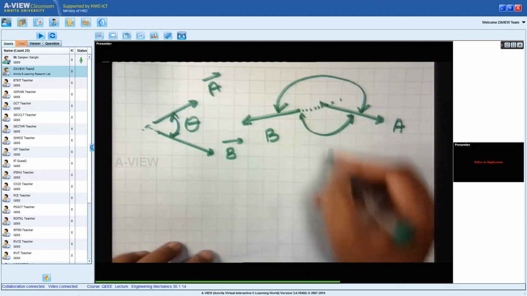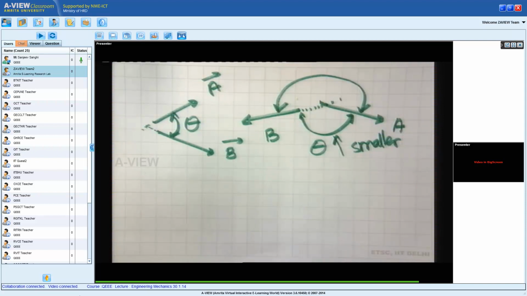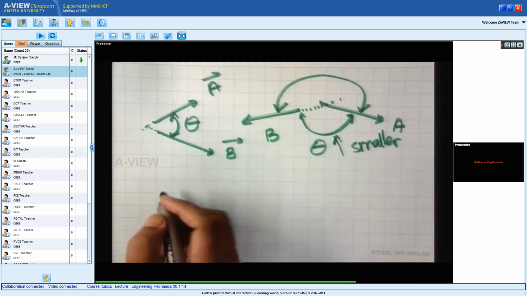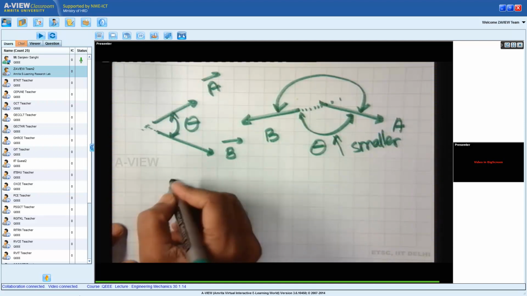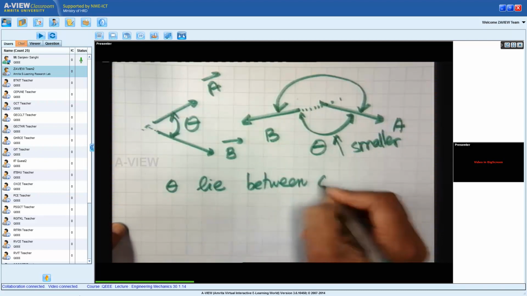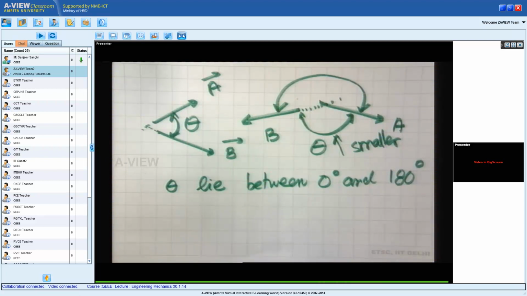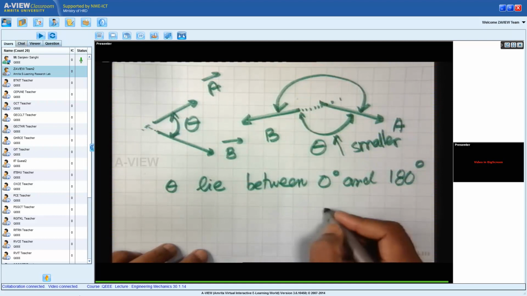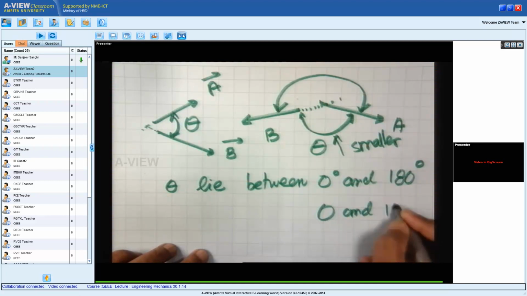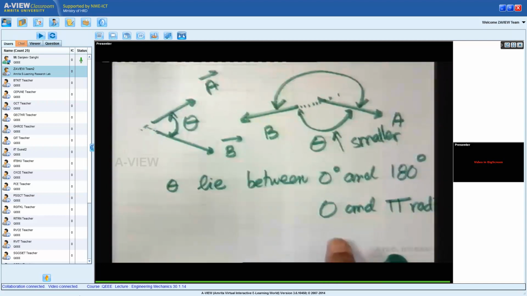And which one will I choose? I will choose the smaller of the angles, and so this angle is theta. And from these two examples, if you do these general things, what you will realize is that theta has to lie between 0 degrees and 180 degrees, both being inclusive. So it could be from 0 to 180, or if I put it in terms of radians, then I will put it as between 0 and pi radians. So this is how we define the dot product.